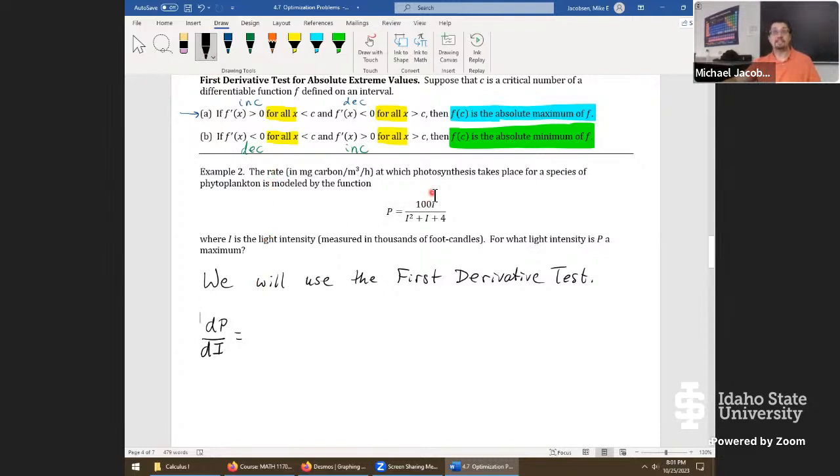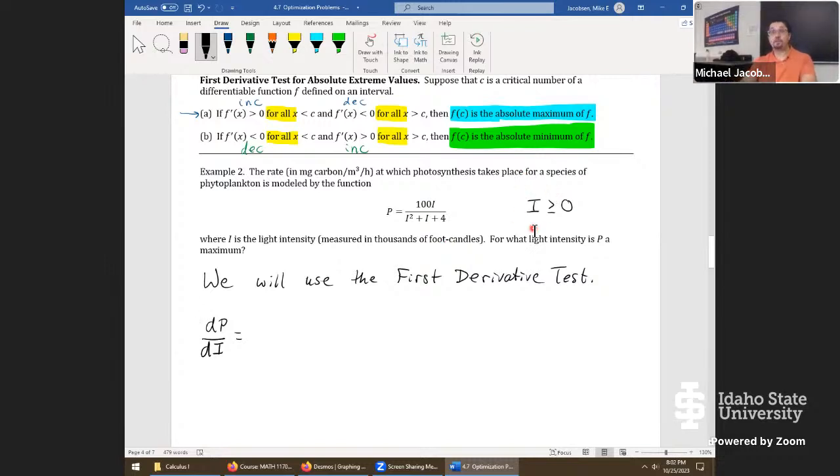I is a measure of light intensity. So that means there is a domain on this. Let's maybe put it right here. I is bigger than or equal to 0. 0 would mean total darkness, and any positive quantity is that intensity in 1,000-foot candles. Light intensity cannot be negative for this kind of function.